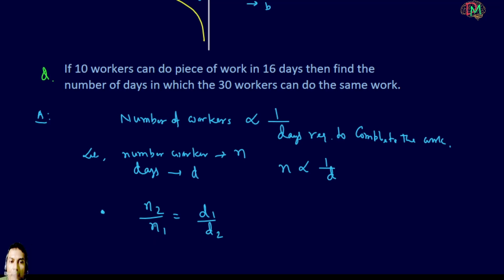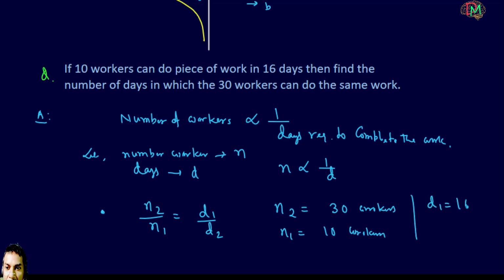What is n2? n2 means the number of workers for the second case. n2 is the number of workers, that is 30 workers. And what is n1? n1 is actually the 10 workers. And d1 is what? d1 is given as 16 days, and d2 is unknown. This value is unknown.